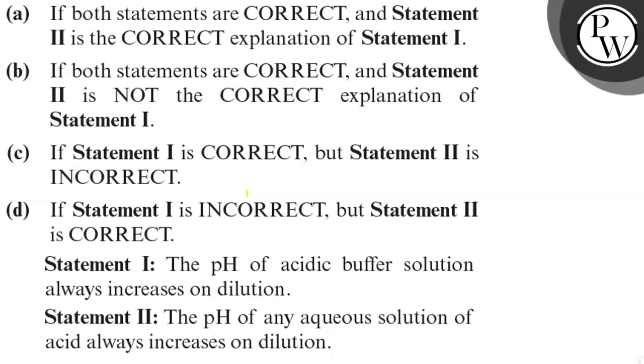So here the question says, statement 1 says that the pH of the acidic buffer solution always increases on dilution. Okay, and statement 2 states that the pH of any aqueous solution of the acid always increases with the dilution. Okay, so here we need to find which one of the statements is correct.